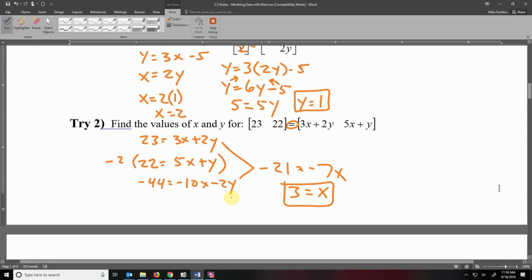Okay, then I can substitute that into either equation. I think I'm going to use the bottom one here. 22 equals 5x, which is 5 times 3, plus y. So that's 15 plus y. And I'll subtract that over to the left, and I'll get 7 equals y.